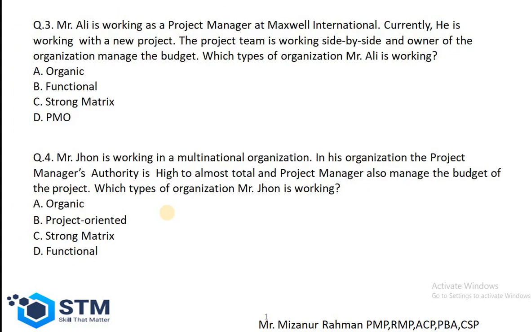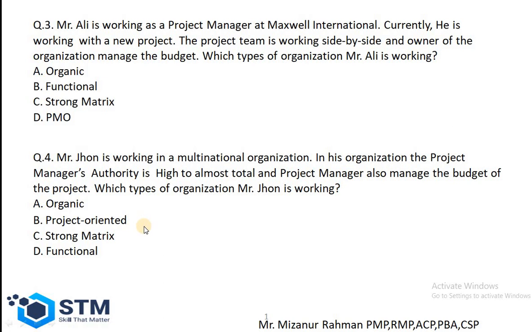Now question number 3. Mr. Ali is working as a project manager in Maxwell International. Currently he is working on a new project. The project team is working side by side and the owner of the organization manages the budget. Which type of organization is Mr. Ali working in? Here the budget is going to be managed by the owner. If we go to that matrix, we will see the organic type of organization structure. The owner is going to manage the project budget. So the correct answer is A.